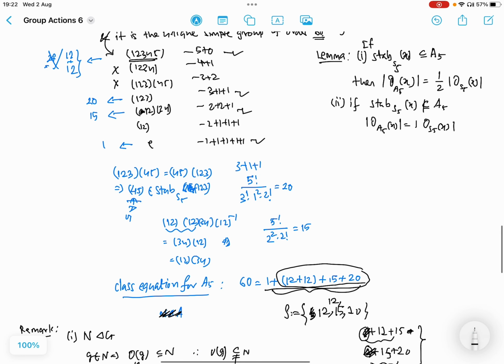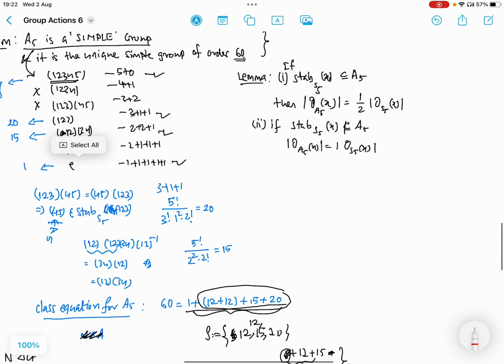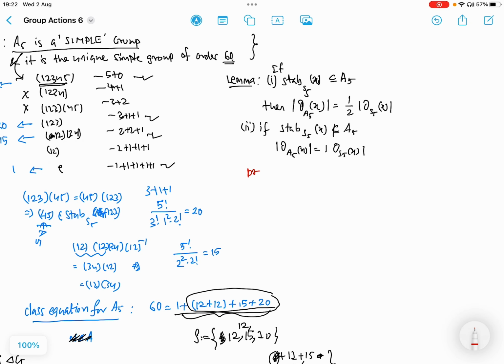Oh, I forgot to prove the lemma. Sorry. Okay, so let me just prove that lemma. And the lemma is also immediate. So, proof. If we are in case 1, then the stabilizer of x inside A5 is the stabilizer in S5 intersected with all those elements inside A5. And because of that property, you get this is actually this, and that is again immediate because of the orbit stabilizer theorem.